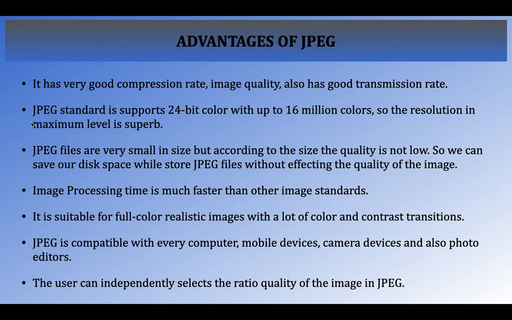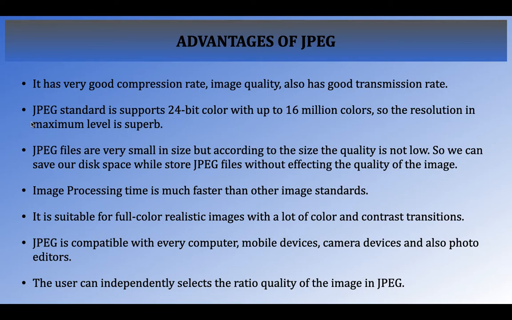So now, the advantages of JPEG. As we know, it has a very good compression rate and image quality, and also a very good transmission rate. The next one is that the JPEG standard supports 24-bit color. The resolution at the maximum level is superb, completely smooth. They are very small in size, but according to the size, the quality is not low. So we can save our disk space while storing JPEG files without affecting the quality of the image.